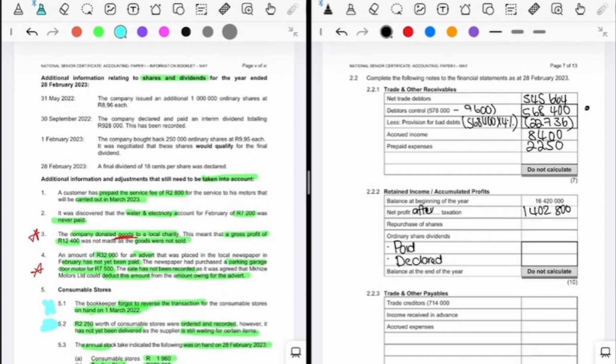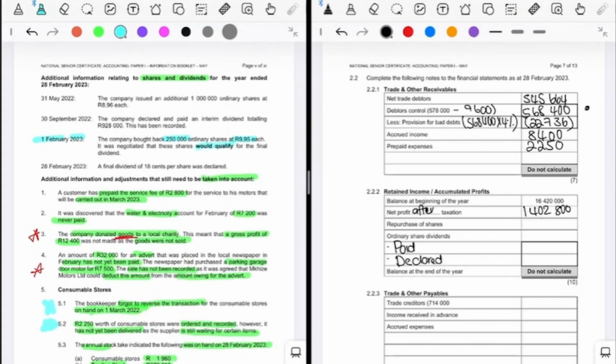That was an issue. And then on 30th of September, they declared and paid an interim dividend totaling 928,000. And then they say on the 1st of February 2023, the company bought back 250,000 ordinary shares at 9 Rand 95 each. It was negotiated that these shares would qualify for the final dividend.